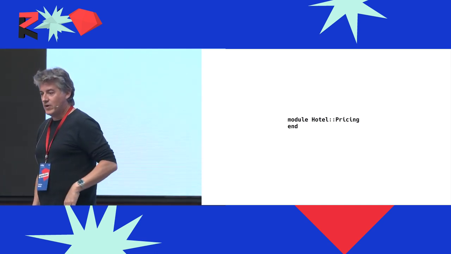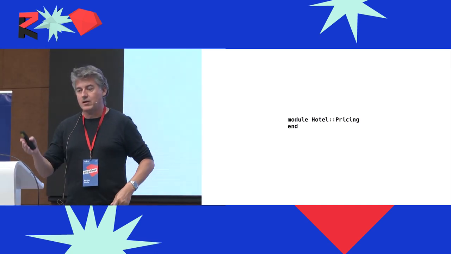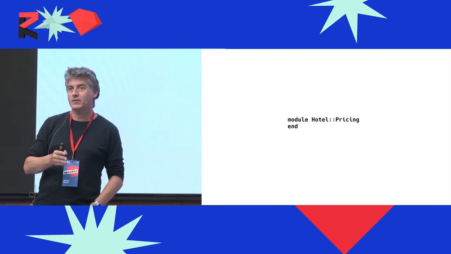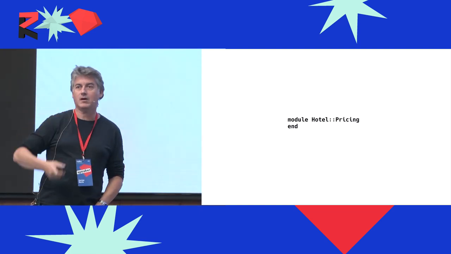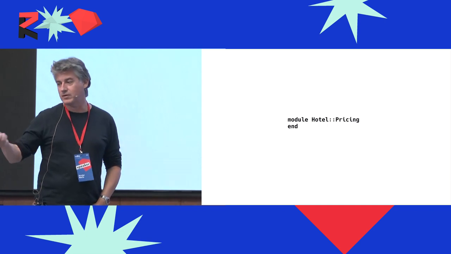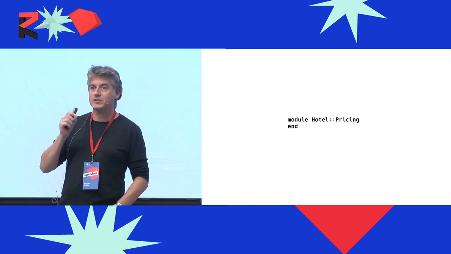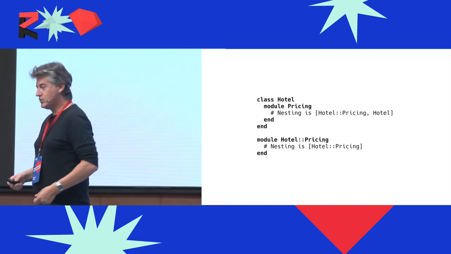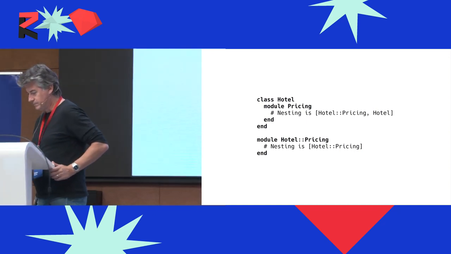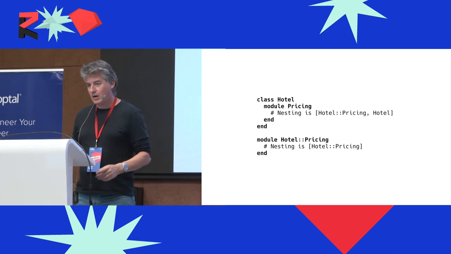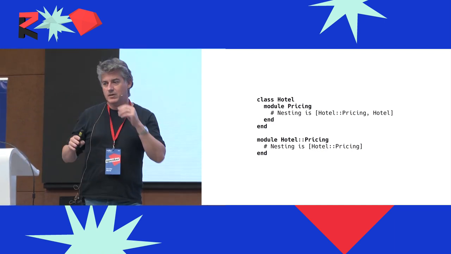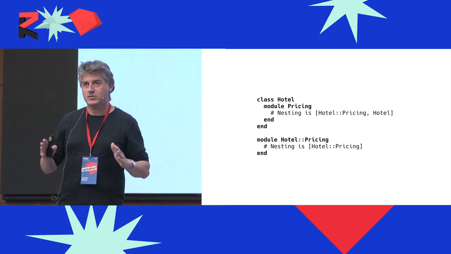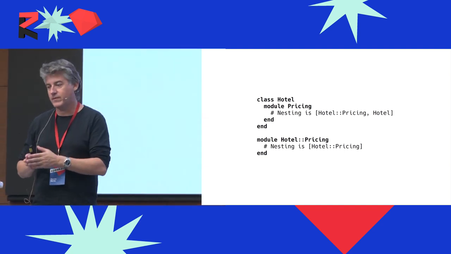Here we have an alternative way of doing this. If you use this syntax, Hotel has to be defined at that point, and Pricing is being defined or reopened within the class object stored in the Hotel constant. We are going now to see the concept of nesting very rapidly. You can give an entire talk only on constants, so this is just a brief thing.